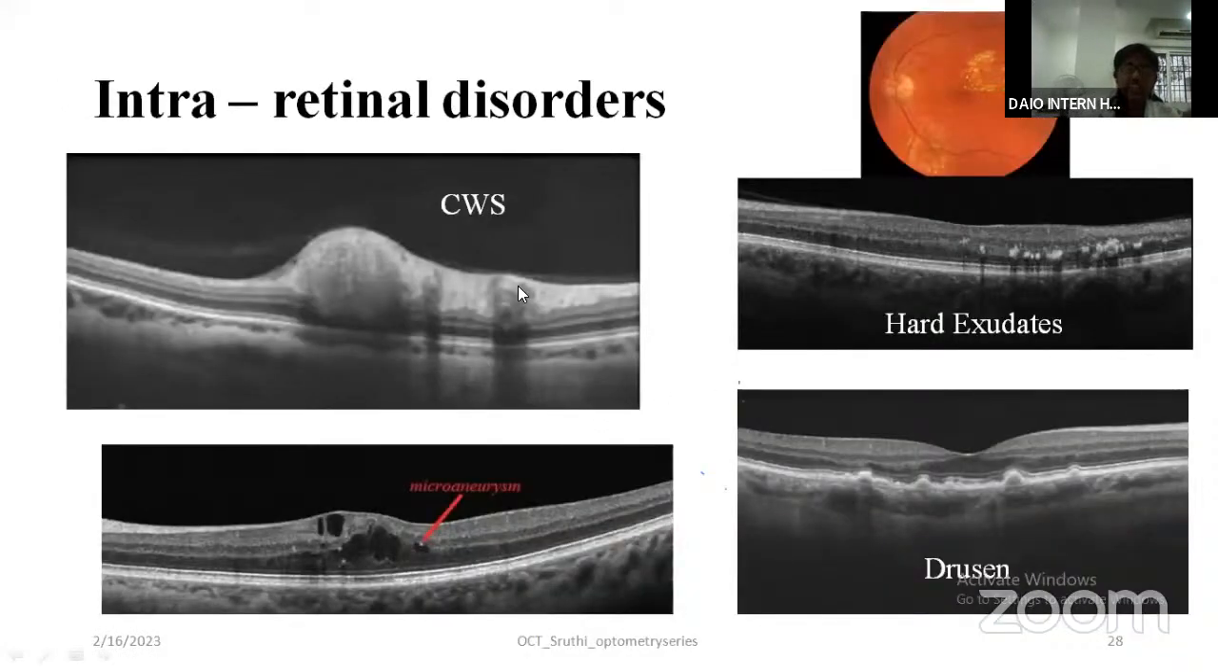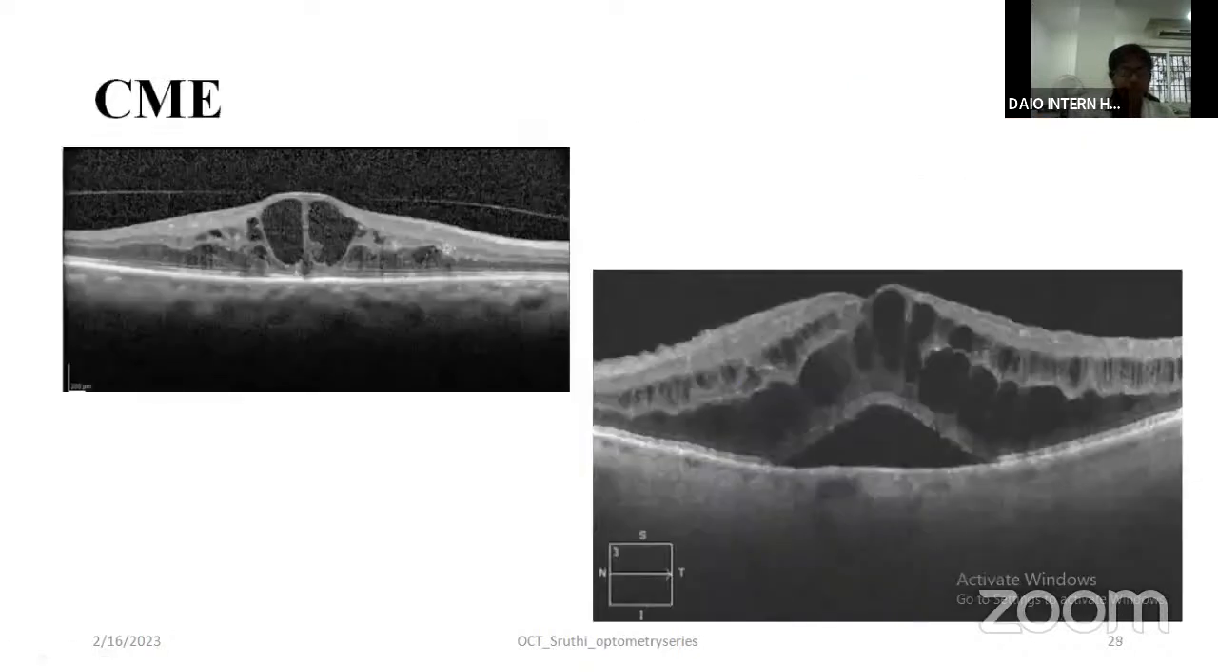Intra-retinal disorders. In the first image, cotton wool spots are seen. These are seen as thickening in the nerve fiber layer. In the second image, you can see hard exudates. These are seen as hyperreflective dots in the plexiform layer of the retina. In the third image, you can appreciate microaneurysms. These are outpouchings in the nuclear layer of the retina. In the fourth image, you can see drusen that are seen in the RPE layer.